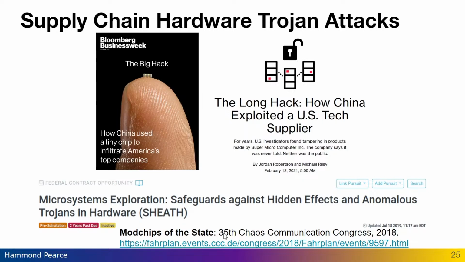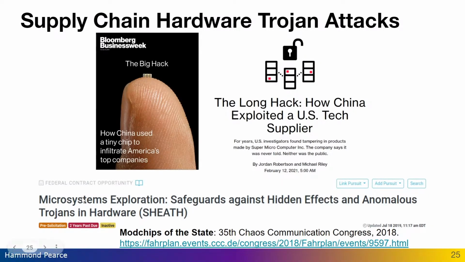As to whether or not it actually happened is hard to say, because everyone involved with the story denies that it happened, except for the reporter that reported it, to the point that the reporter did a follow-up report claiming that they were correct, which was called the long hack. So the big hack and the long hack. But it's still not necessarily settled as to whether or not this hack actually happened, but at least we know that it could have happened.